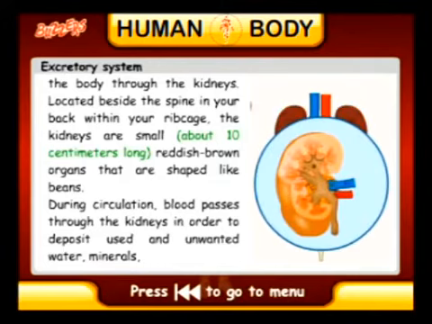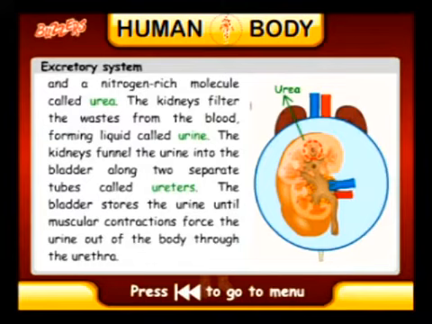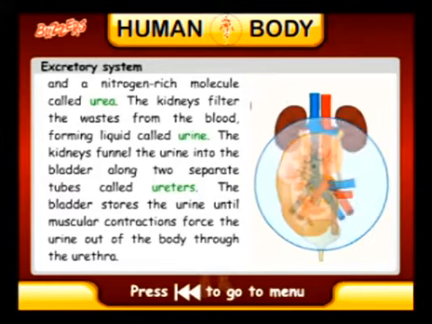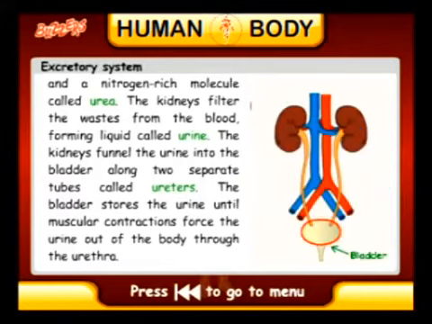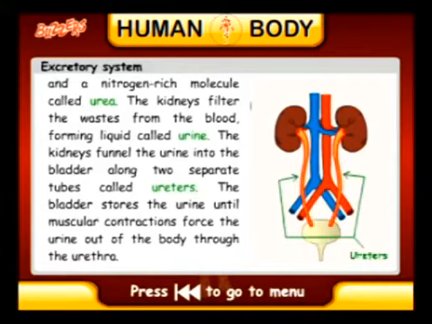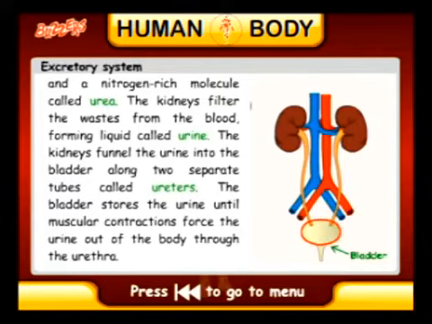During circulation, blood passes through the kidneys in order to deposit used and unwanted water, minerals, and a nitrogen-rich molecule called urea. The kidneys filter the waste from the blood, forming a liquid called urine. The kidneys funnel the urine into the bladder along two separate tubes called ureters. The bladder stores the urine until muscular contractions force the urine out of the body through the urethra.